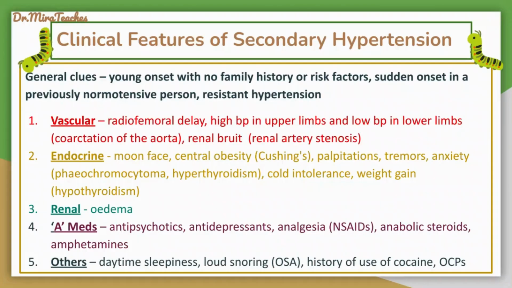Then there are others, so things like obstructive sleep apnea. They'll come with symptoms like daytime sleepiness and loud snoring. Then illicit drug use, so you ask about use of cocaine, and also some oral contraceptives are known to cause hypertension. So you need to ask all of these questions to rule out secondary hypertension. You see that your history will be very, very rich when you are taking it from a patient who has hypertension.